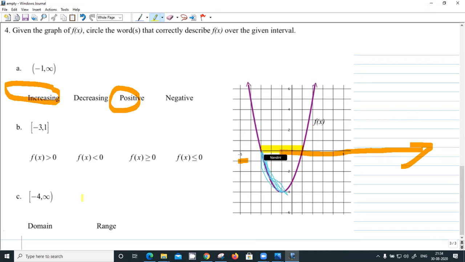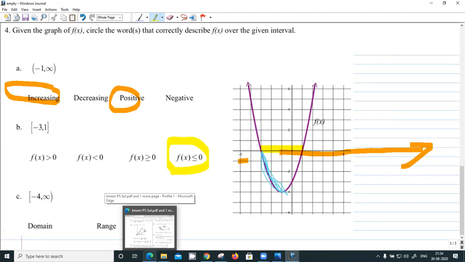So what is the answer? The answer is going to be... let me read them. F of x is greater than 0. No. It's the second one. F of x is less than 0. It's square bracket, right? Oh, so it's the fourth one, because it's included. So it's f of x is less than or equal to 0.